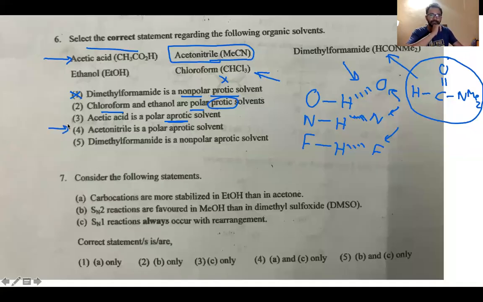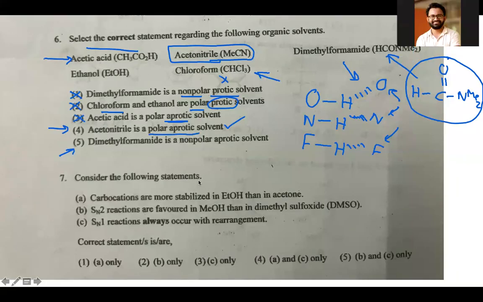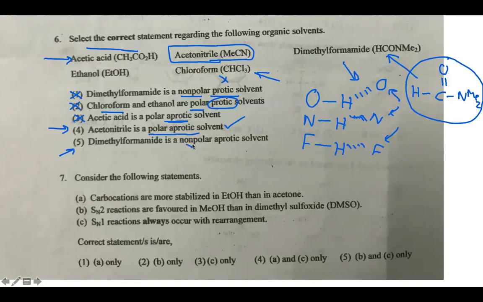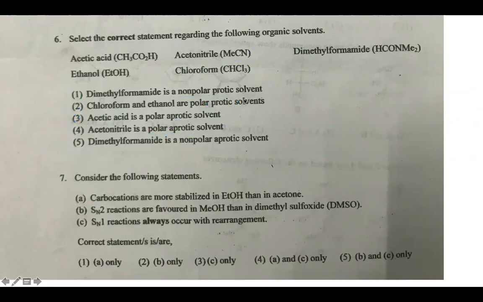So the fourth one, so this is also wrong. Acetonitrile, MeCN, is a polar aprotic solvent. Yeah, it's polar aprotic. Yes, aprotic means it cannot form hydrogen bonds. Correct, it cannot form. So the fourth one is the correct one. We see the fifth one, dimethylformamide is non-polar aprotic. Aprotic part is correct, but it's not non-polar. It's polar. So that's why this part is wrong. So our answer is the fourth one.